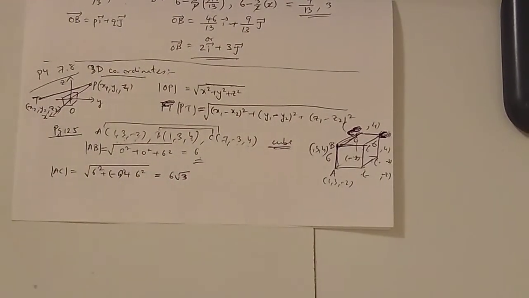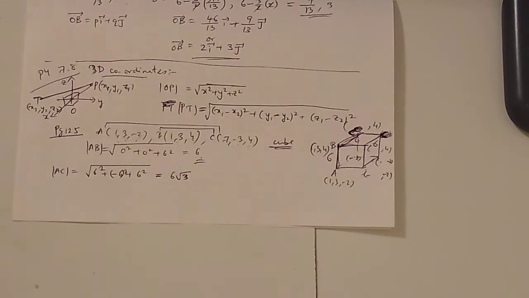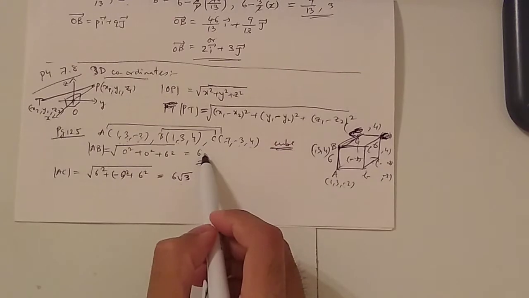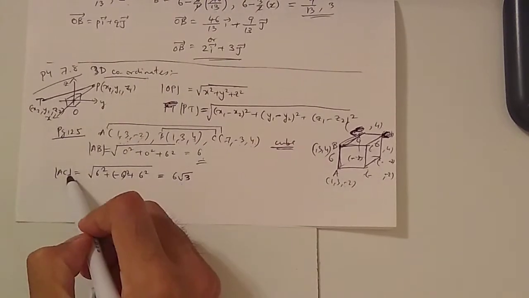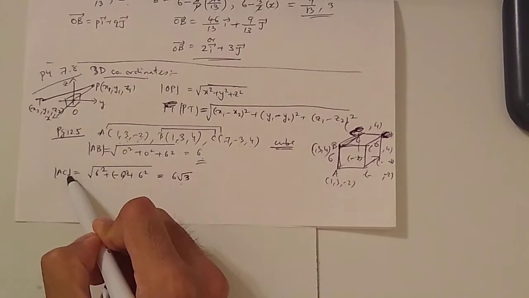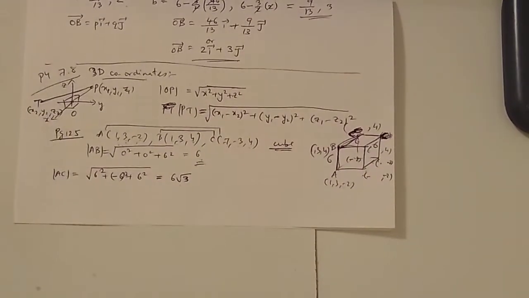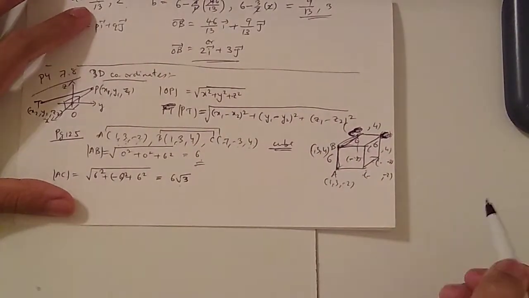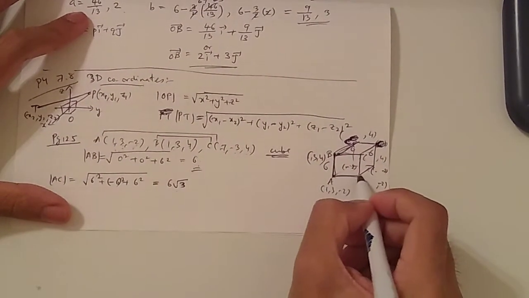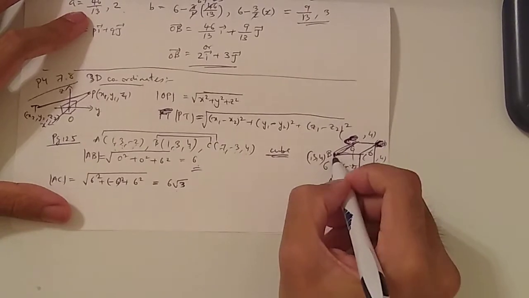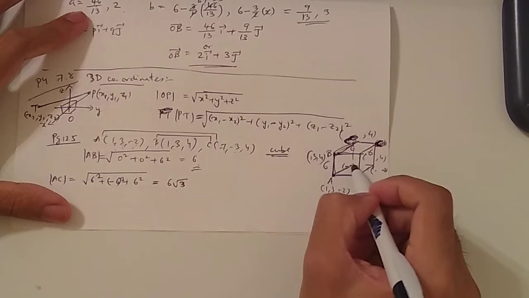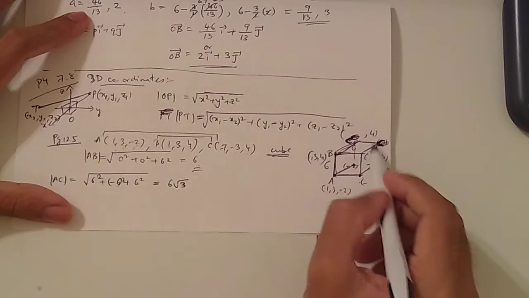Notice that this is not equal to 6. Therefore, A and C are not along the same edge. A and C cannot lie along the same edge. So if we talk about A and all the edges that are connecting to it, we have one edge here, so this is definitely not C. We have one edge here, that is B. We have one edge here, and that is also not going to be C. C can be any of the other ones.